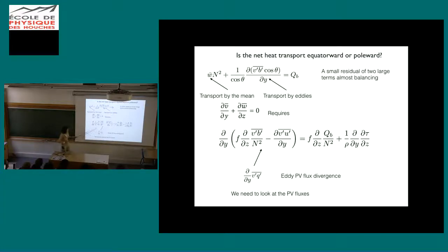And now it turns out that this quantity is the meridional gradient of the potential vorticity fluxes of the eddies. So to know about these small terms, because they are very small, you have to look at the potential vorticity flux divergence.